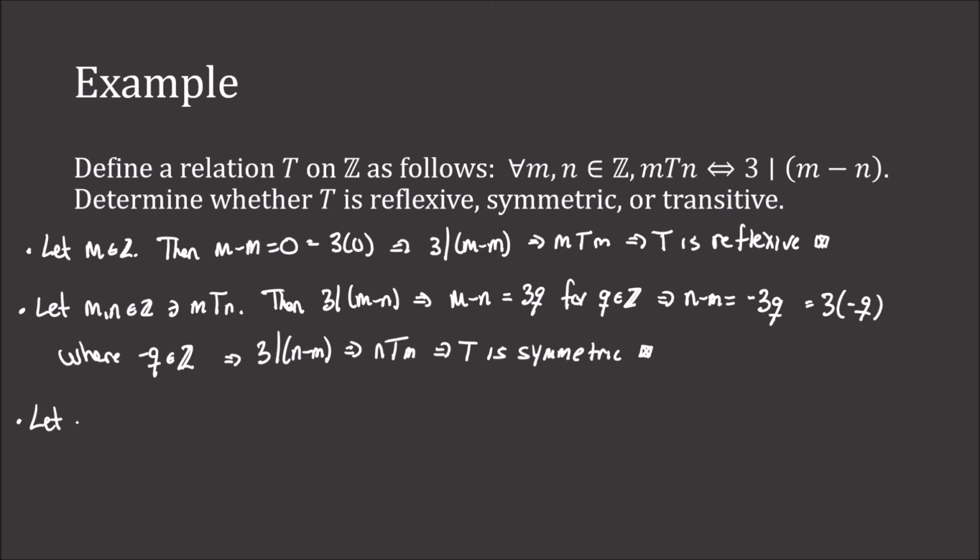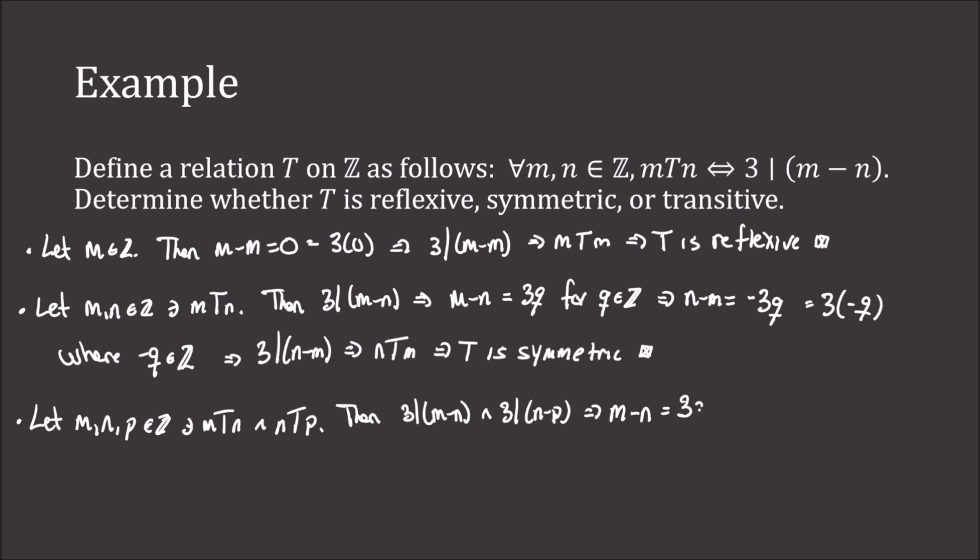Now we're going to look at 3 integers, m, n, and p, let's say, such that m is related to n and n is related to p. Then this means that 3 divides m minus n and 3 divides n minus p. So this means m minus n is equal to 3 times some integer q1, and n minus p is equal to 3 times q2 for some integer q2.